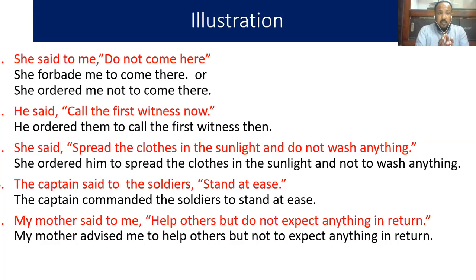He said to him, "Get out." He ordered him to get out. He said to him, "Please help me." He requested him to help him. Now see, according to the mood of the sentence, you have to put words like requested, ordered, prohibited, advised.